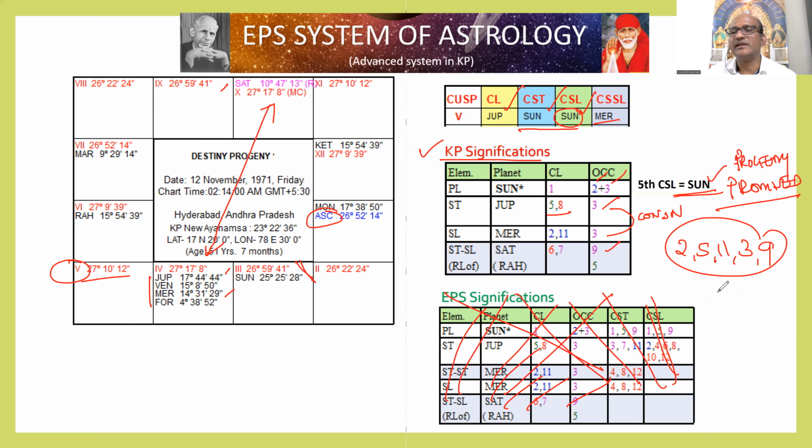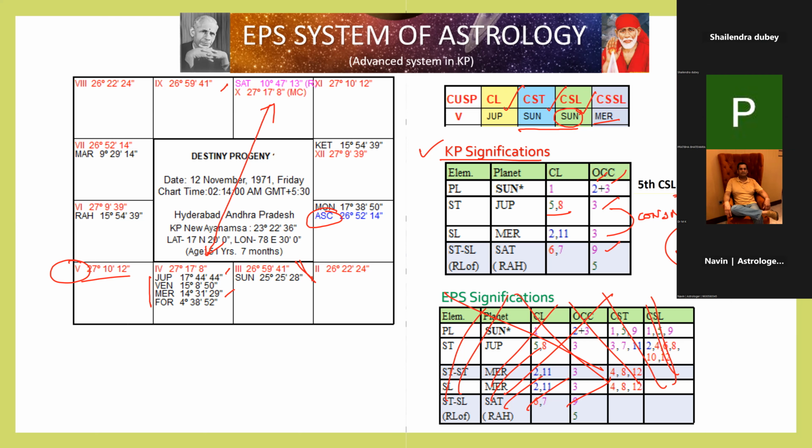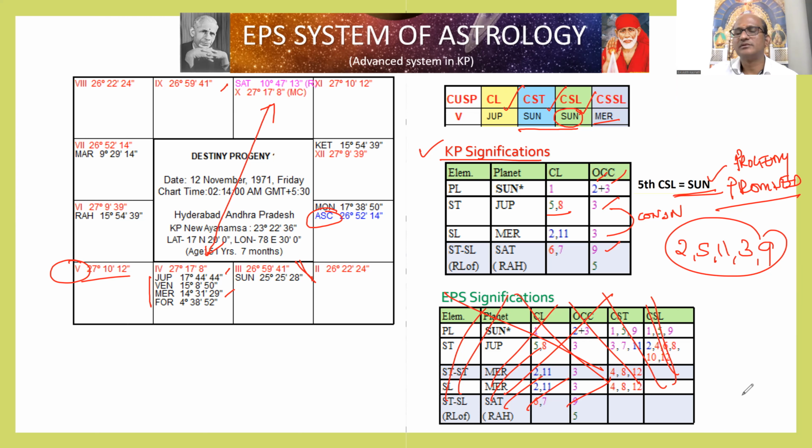Anybody having any doubts or any clarification on what we have discussed so far? Any doubts? Or are you able to follow? If you have any doubt, please ask. So this is how we study the destiny.